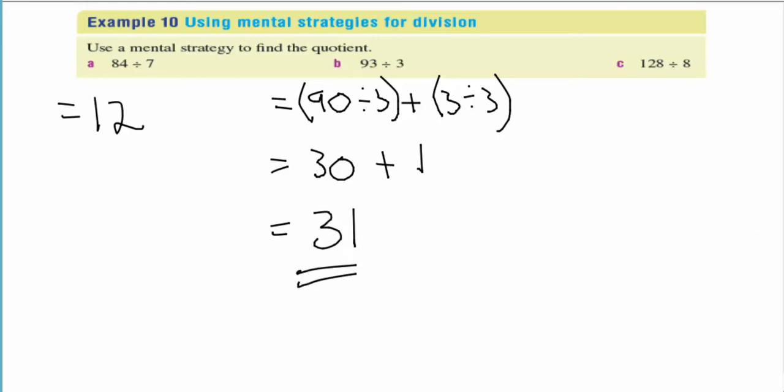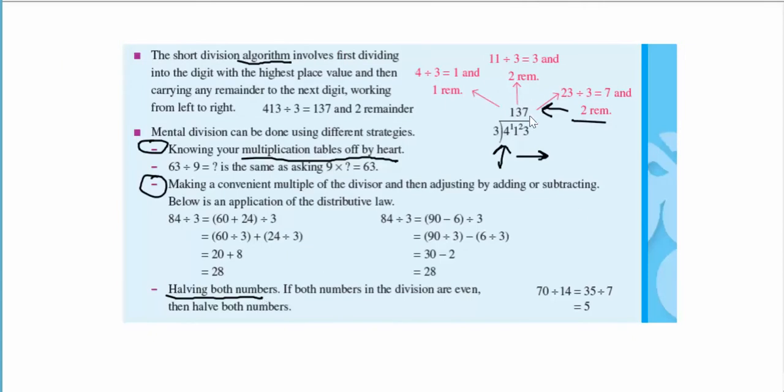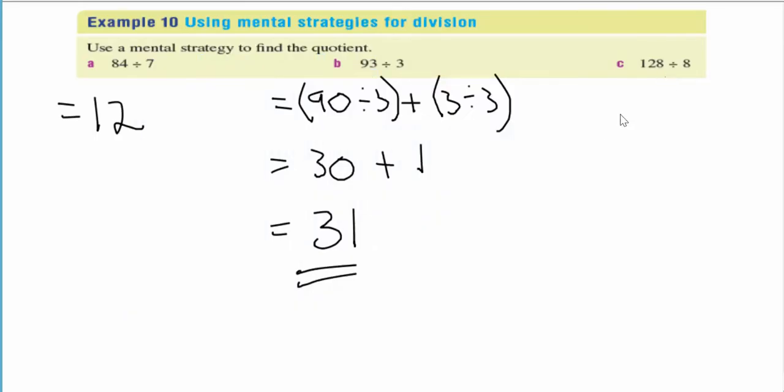128 divided by 8. I'm just going to use my algorithm for that one. So the 8 goes out the front. I need to do that a little bit lower so I can fit that in. 128 here. 8 into 1 doesn't go. 8 into 12 is my first one. So 12 divided by 8 gives me 1, and there's 4 remaining. And 48 divided by 8 gives me, anyone? 6. So my answer there is 16. Using that algorithm is actually pretty easy, not difficult to do.